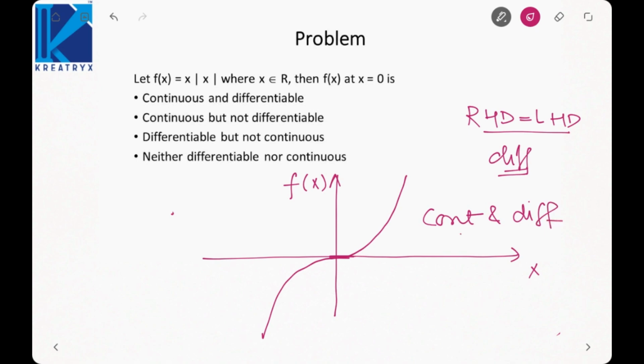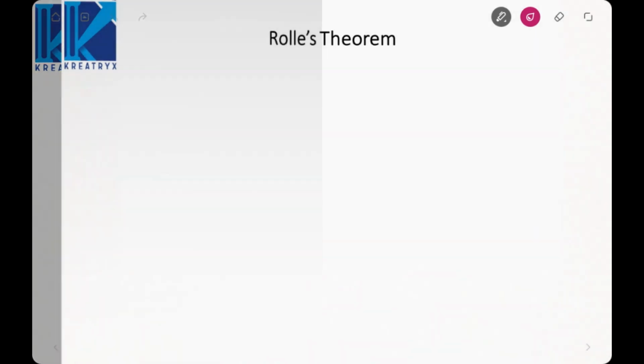A function is not differentiable whenever it takes a sudden change, or there is a sharp turn like this. Now as you can see, it has turned sharply from one point to another, so it will not be differentiable. Moving on to the next concept.